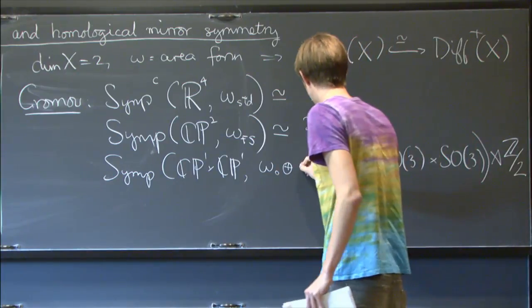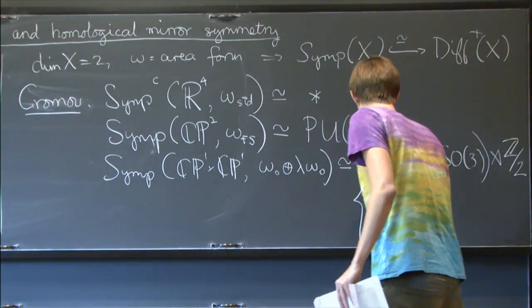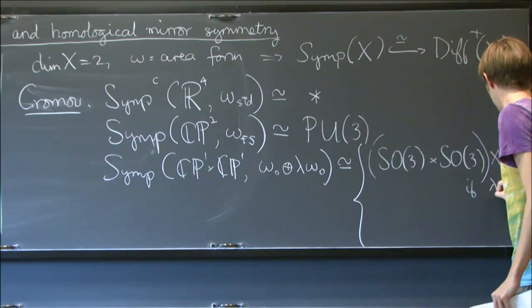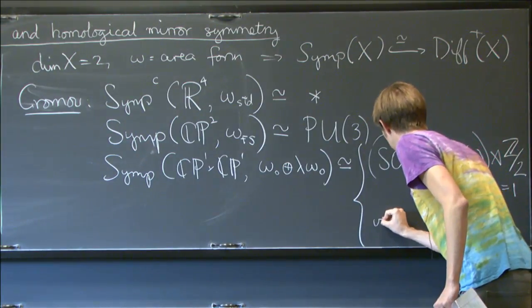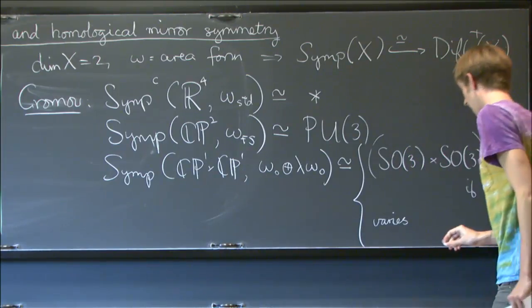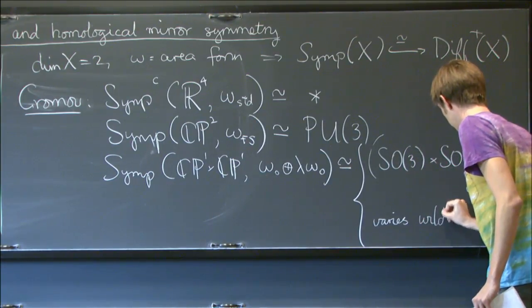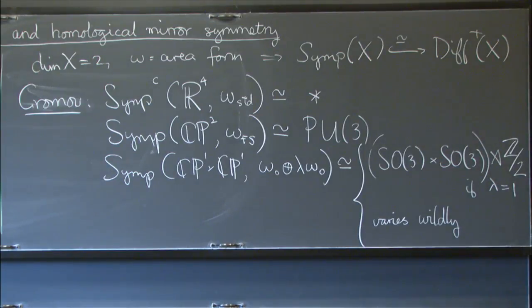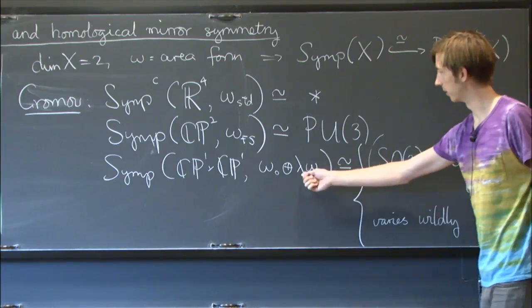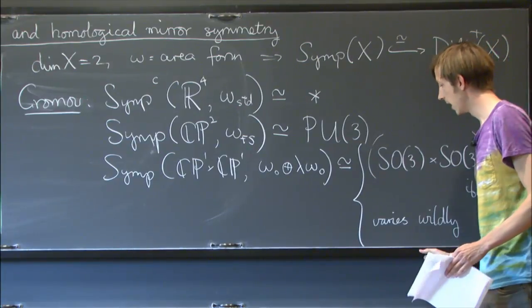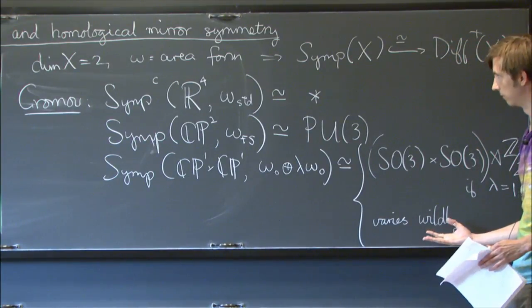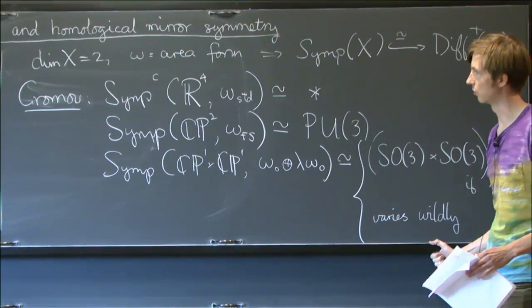On the other hand, if we allow the area of the second factor to vary, then the topology of this group varies with lambda, somewhat wildly. The rational cohomology jumps each time lambda crosses an integer, for example. And this was worked out by Gromov, McDuff, Abreu, and Anjush.